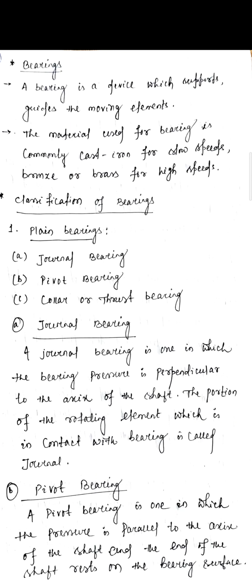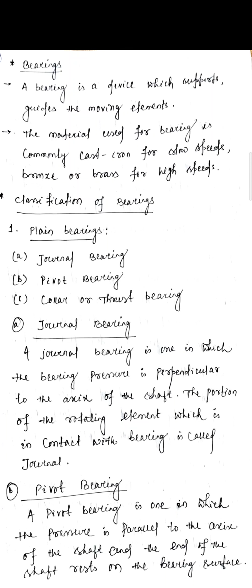A bearing is a device which supports or guides the moving elements. Moving element means it can be a shaft. The material used for bearings is generally cast iron, or bronze or brass linings. If you are using cast iron, it will be used for low or very slow speeds. If you are using bronze or brass, then it will be used for high speeds. Up to this is clear. What is a bearing? It is simply a supporting element which guides the moving element.